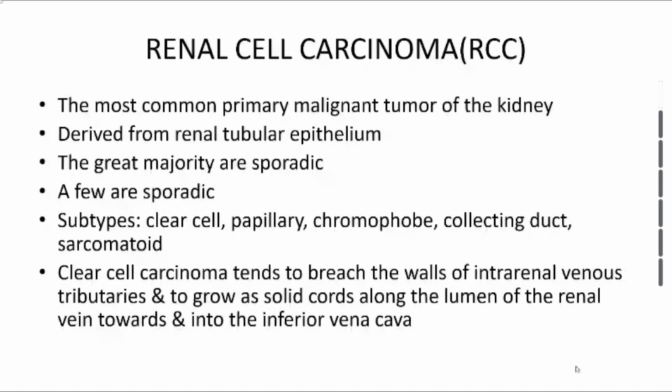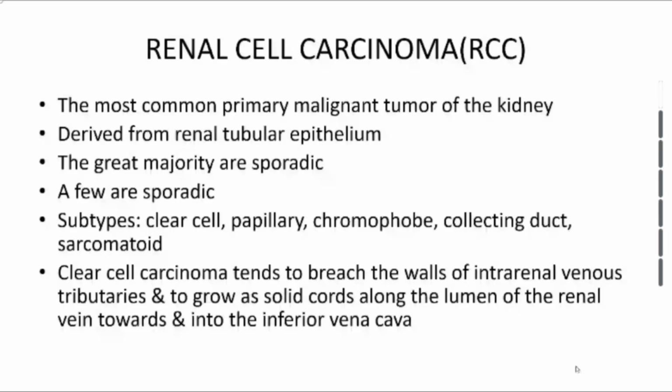So there is what we also call renal cell carcinoma, RCC. It is the most common primary malignant tumor of the kidney, and it usually is derived from the renal tubular epithelium, so the epithelium of those tubules. Remember the tubules: there is the proximal convoluted tubule, we have the loop of Henle, then we have the distal convoluted tubule. So it tends to occur from the epithelium of those tubules.